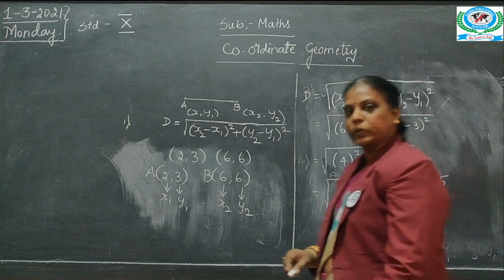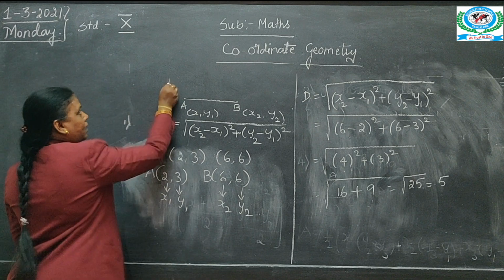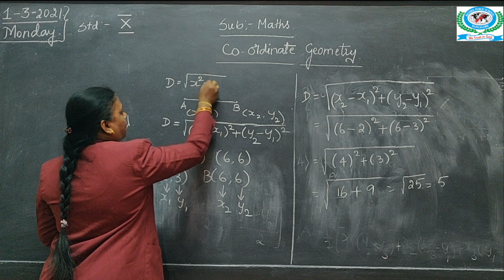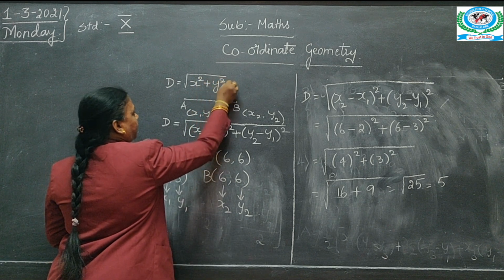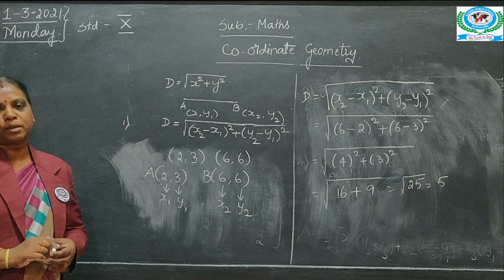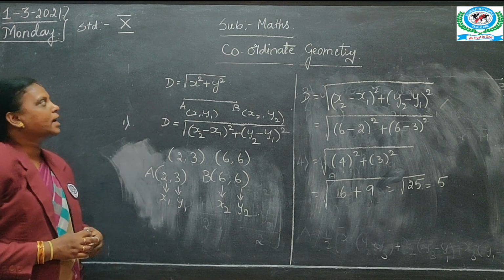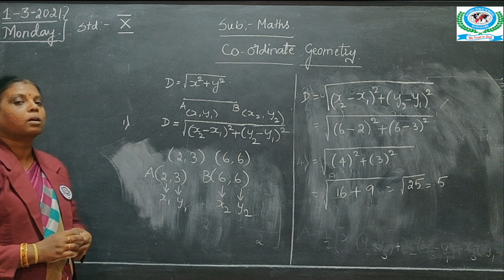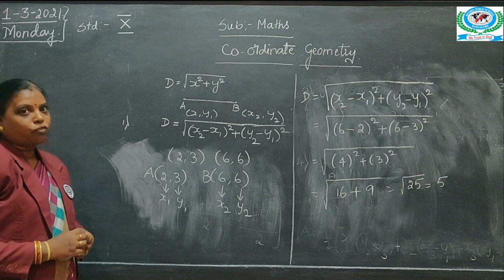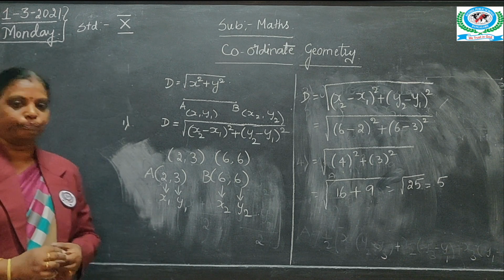Remember, if it is the origin, the distance formula will change. So D will be equal to the square root of x square plus y square. If it is the origin, x1, y1 will become 0. One term will be 0, and for that purpose you will get x square plus y square. So now we have seen the distance formula. Next we will see the midpoint formula.